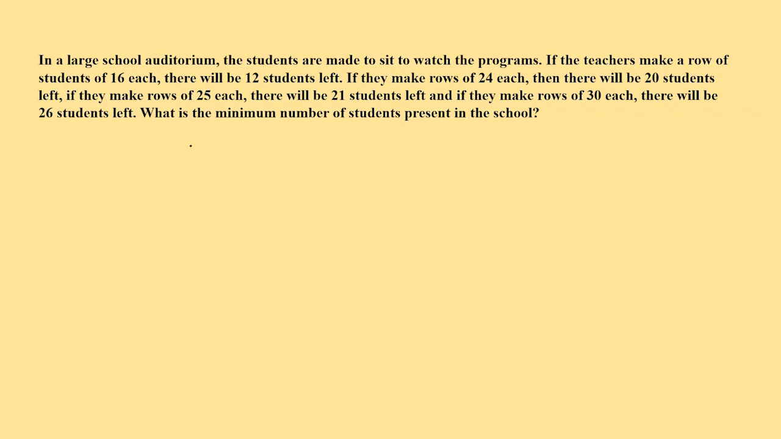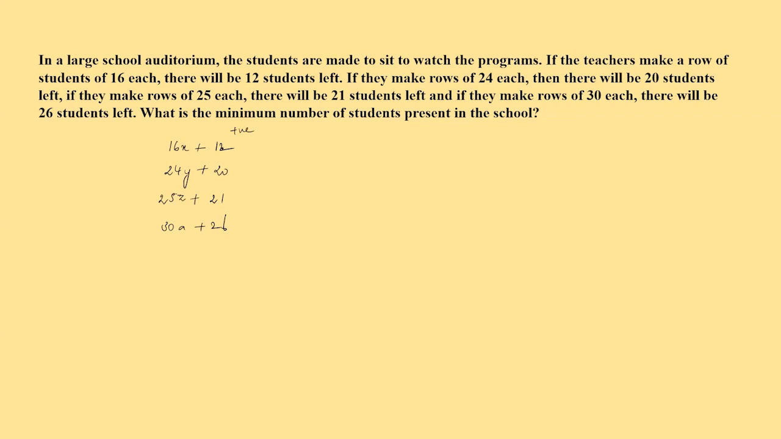Okay, so in a large school audience, the students are made to sit to watch the problems. If the teachers make a row of 16 students each, then 12 students are left out. So the number is going to be a multiple of 16 plus 12. If they make rows of 24 each, then 20 students will be left out. If they make rows of 25 students each, then 21 students are left out. And if they make rows of 30 students each, then 26 students are left out.